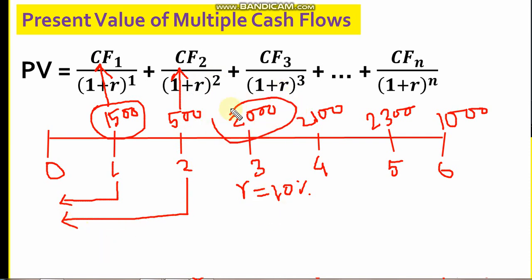Suppose I am taking the third figure. This third figure is cash flow 3, right? How do I convert this 2000 rupees which is occurring at the end of year 3? 2000 rupees in the numerator divided by 1 plus 0.10, if the discounting rate is 10%, to the power 3. Why 3? Because it is occurring at the end of year 3. If I do that, I actually get the present value.